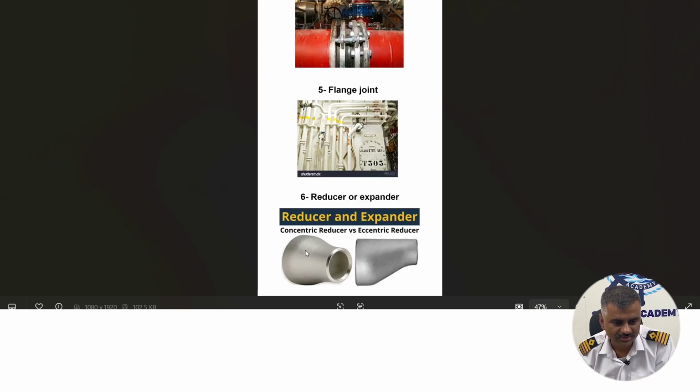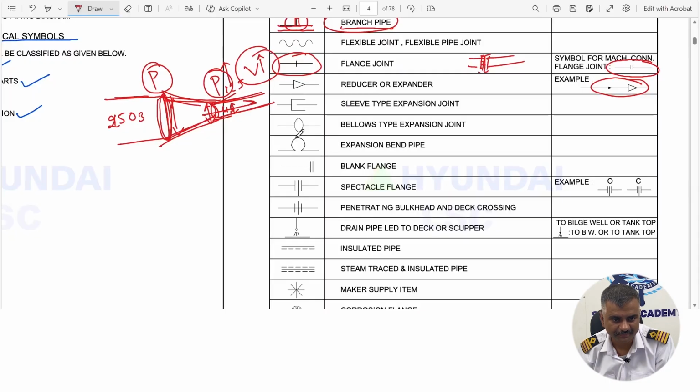In the concentric reducer, you will have a uniform change in diameter. This is the concentric reducer. Mostly you will find it in the seawater pipelines, to reduce the diameter and increase the flow rate, velocity and pressure. These are the concentric reducers. This is why I am explaining it through a photograph, so that when you see it on board, you can directly visualize that this was the one explained in this pipeline. So this is the reducer or expander.